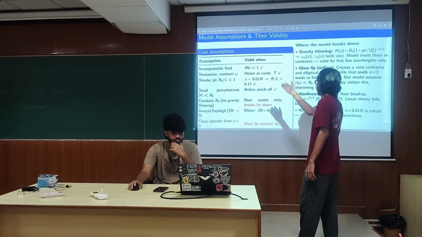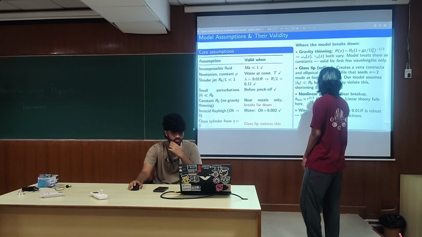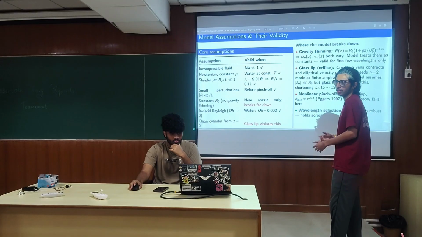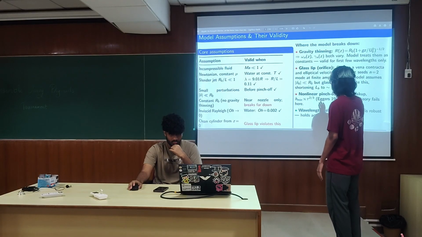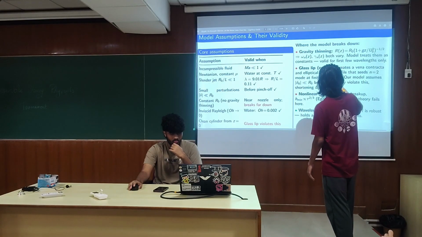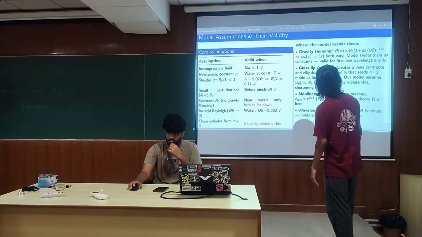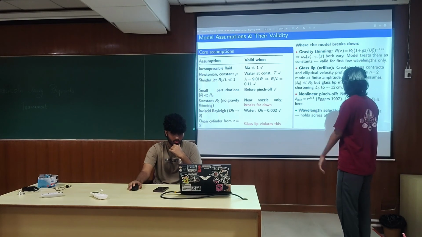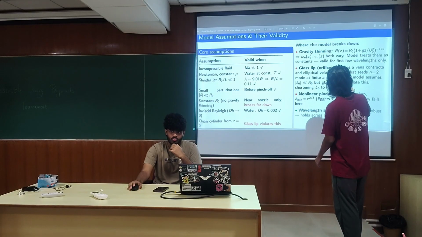Next. We have stated in the report as well the model assumptions. We have stated a few validity conditions here. The gravitational thinning we have not accounted for in the report, so we have added it here. These are limitations of the assumptions that we have made, like the radius of the flow thinning with gravity, and then the glass slip, which was also rightfully critiqued in our report. So we have added that correction here too, where we contract an elliptical velocity profile.